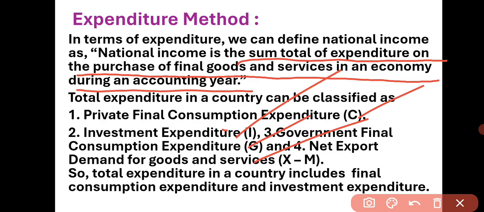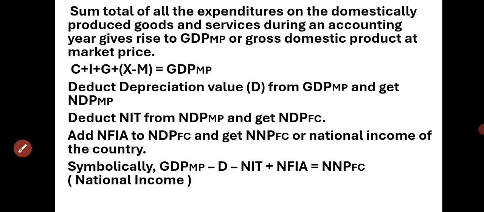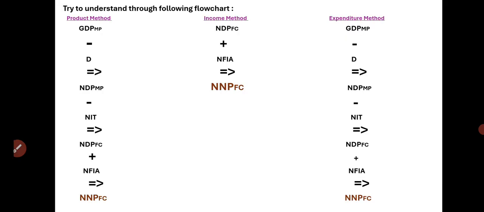So these are classified as different types of expenditures: private consumption expenditure, or we can say household consumption expenditure, then private investment expenditure, government's final consumption expenditure, and net export demand, that is export minus import. So total expenditure in a country includes either consumption expenditure or investment expenditure. Now, the sum total of these expenditures gives rise to GDPMP, gross domestic product at market price.